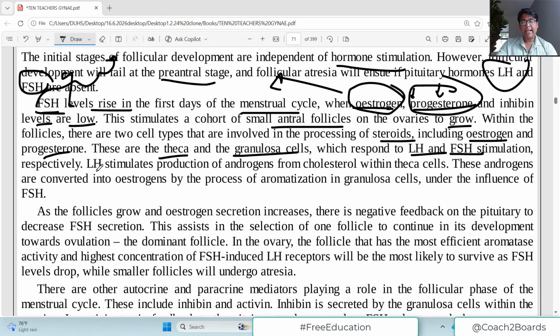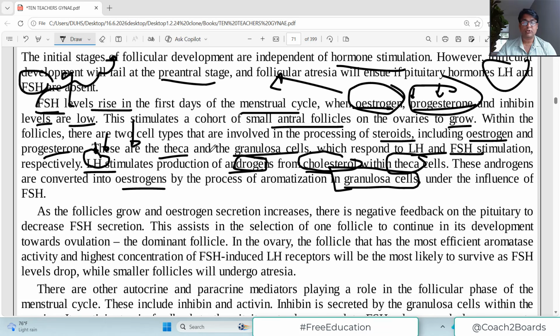Okay, the LH, that is luteinizing hormone, where is it coming from? It's coming from the pituitary. It stimulates the production of what? Androgen from cholesterol within the theca cell. Super important line, ladies and gentlemen. LH produces androgen in the ovary, in the follicle, converted from cholesterol. Which cells do that? Theca under the influence of LH. Bang on, important line. These androgens are converted into estrogen by the process of aromatization in the granulosa cell.